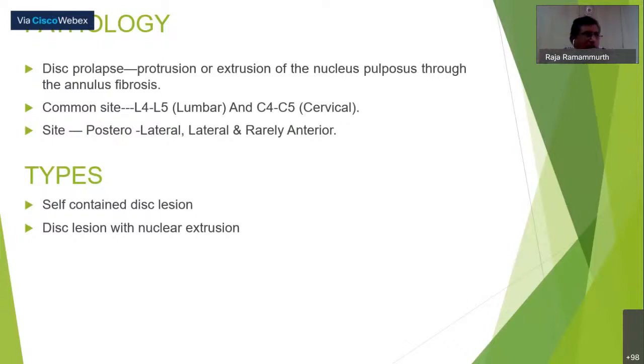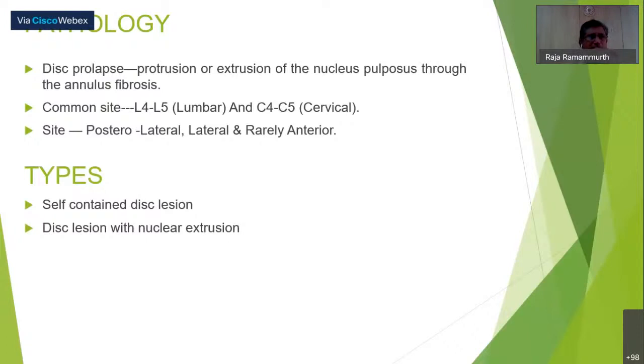Regarding the common sites of the prolapse, in general most of the population will have the posterolateral prolapse. That is very commonly seen, and there are a lot of research literatures supporting it. Then around 40 to 50% will have the lateral prolapse, and very rarely, 5 to 10%, there is the anterior prolapse of the disc.